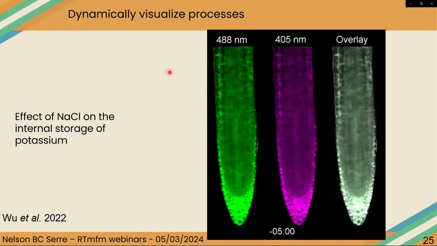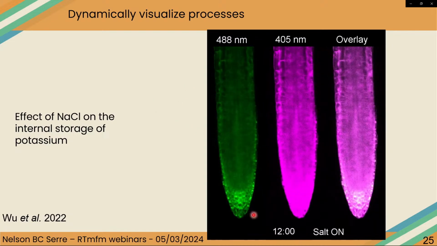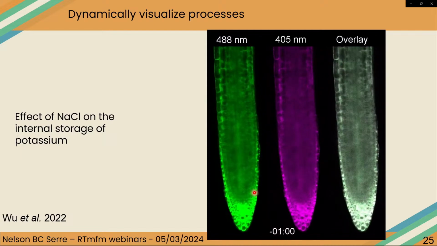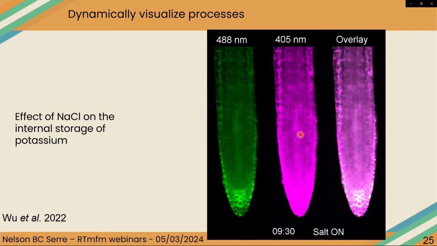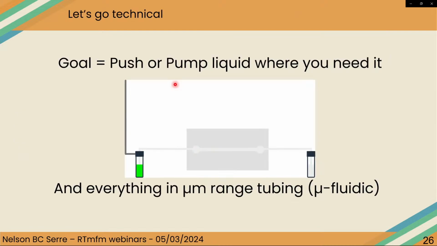And when you put salt on it, you have both an effect on growth, so the root is actually shrinking, but you also go from full green, almost full green, to almost full magenta, meaning that the root has lost most of its potassium.